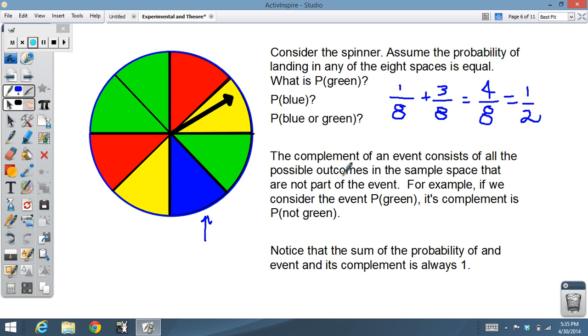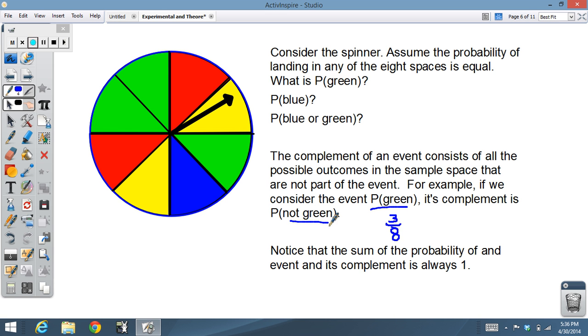So, probability, theoretical. Now, the complement of an event, last vocab term, the complement of an event is all the possible outcomes in a sample space that are not part of the event, okay? So, if the probability of green is 3 out of 8, its complement would be, well, we got to consider the probability of what is not green, and that's going to be everything else. The reds and the yellow and the blue give us 5 out of 8, so the probability of green and the probability of not green, those are called complements.